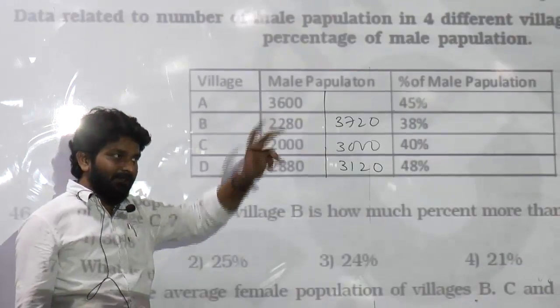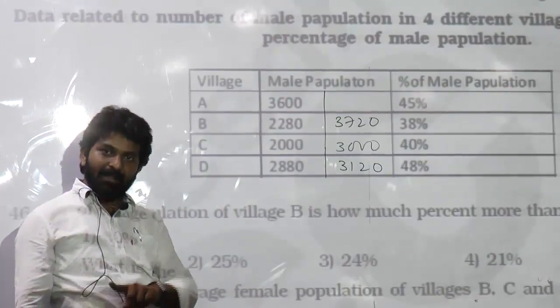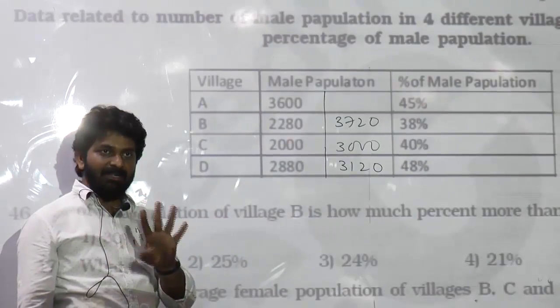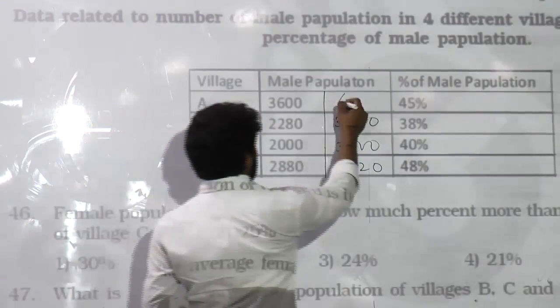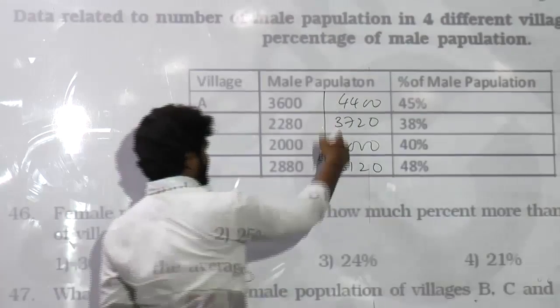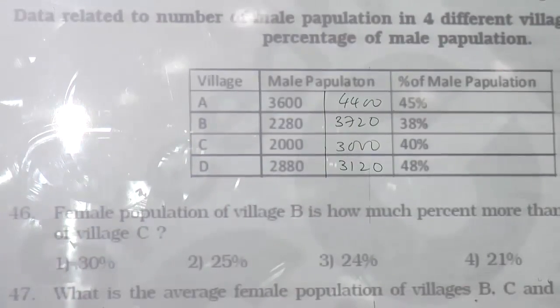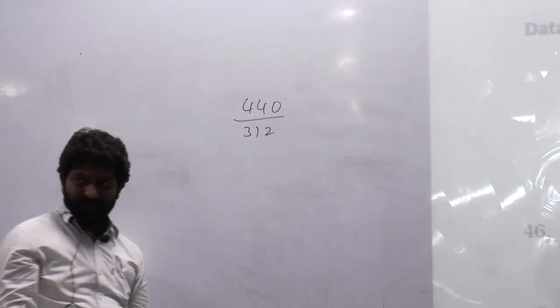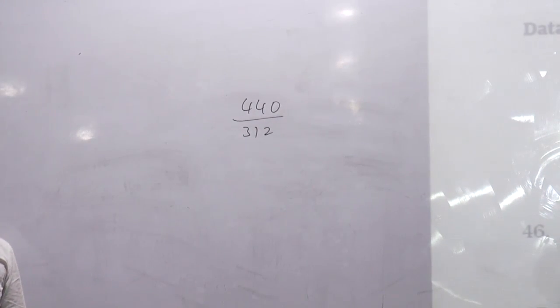But now you need to calculate 55%. That will be 50% plus 5%. 50% is 4,000. 5% is 400. Total 4,400. You're asked about ratio between 4,400 and 3,120. Take 0, 0 out. Now you have 440 divided by 3,120, 312. After cancelling 0 in every number.